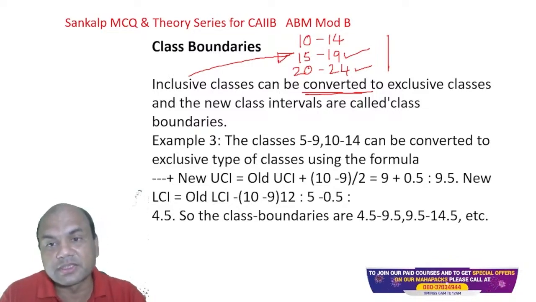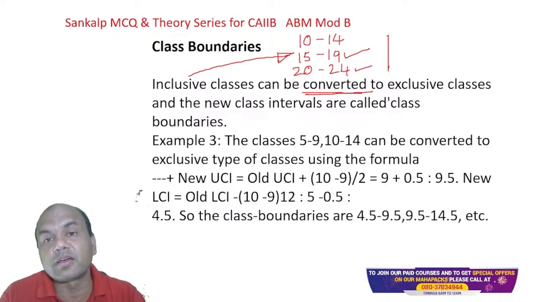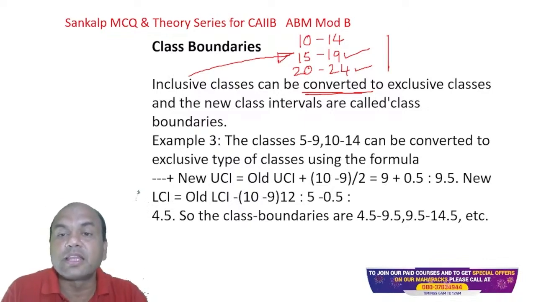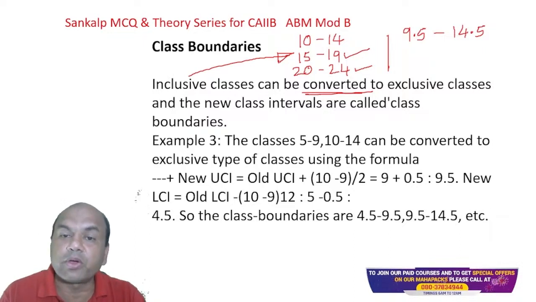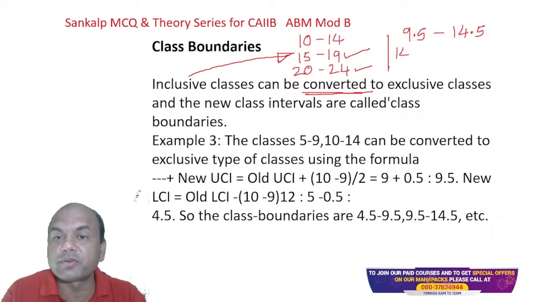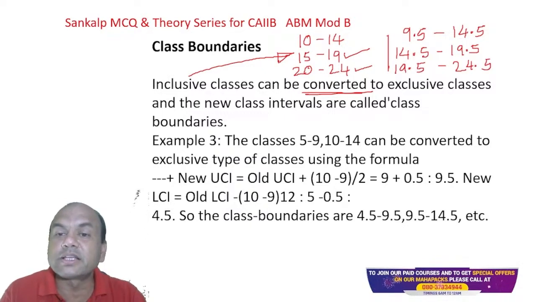What do you mean by this? See this, it's like this. This 10, what will I do? I'll take 0.5 on the earlier side, and for 14 I'll take 0.5 on the later side. So it'll be 9.5 and 14.5. Now the second part, 15, I'll take 0.5 on the other side, so it is 14.5 and 19.5. Then 20 becomes 19.5, and then 24.5, and so on. I'll go on and on. So what does it mean? See, this is known as exclusive.